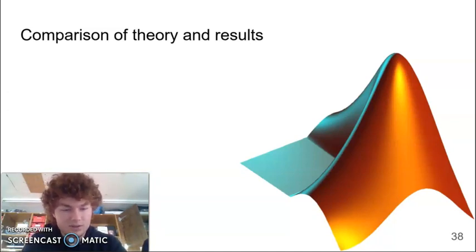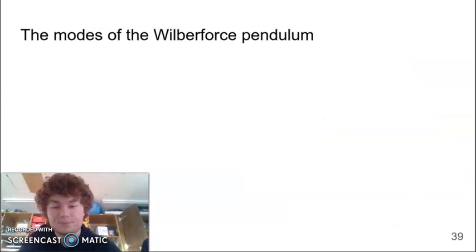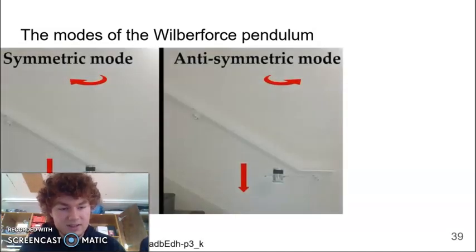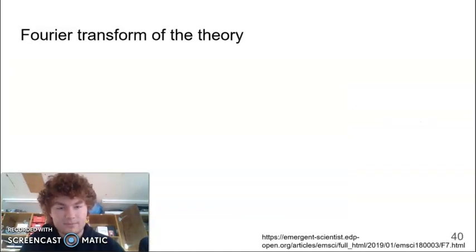However, in order to analyze this Fourier transform, I need to acknowledge the modes of motion. In the Wilberforce pendulum, there are two modes of oscillation. These motions correspond to two scenarios: the spring extending and rotating with the spring, and the spring extending and rotating against the spring. I refer to these as the symmetric and anti-symmetric modes. The difference between the frequencies of these modes is the beat frequency.